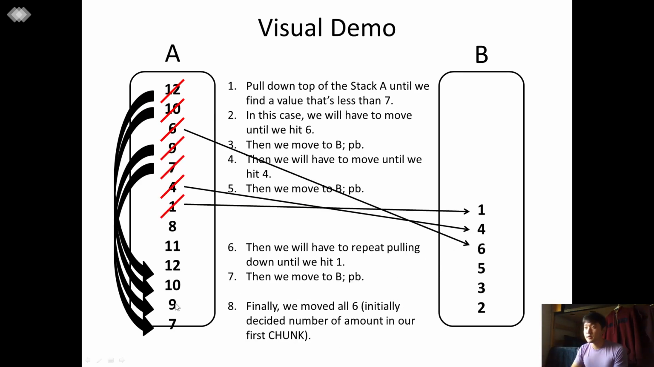So what do we do here? We simply do RA, and then RA until we find a value that's less than 7. So 6 is less, so we use PB. And then we go on. 9 is not less, 7 is not less, it's just equal. So we send that to the very bottom using RAs. And then 4 and 1 are less than 7, so we use PB to send those. And then that's eventually 6 elements. So we're done.